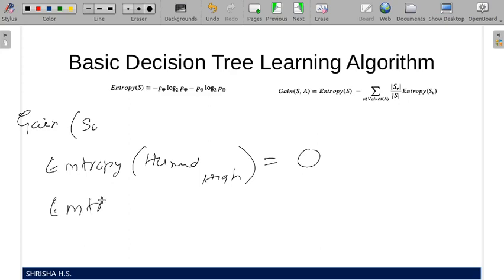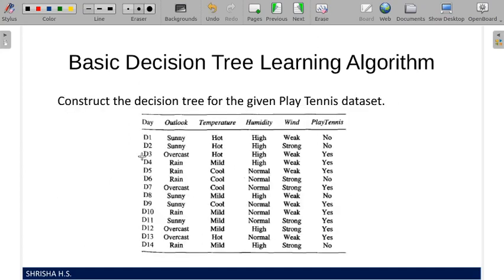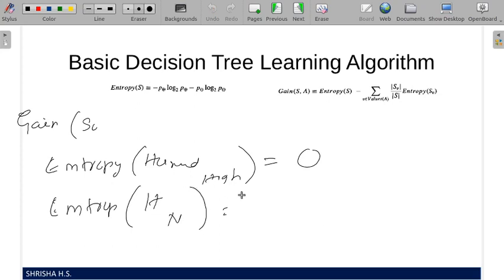Another entropy we have to calculate is where humidity is normal. So outlook is sunny and humidity is normal. Sunny, humidity normal, it's a positive example. There are two instances like that, and both are positive examples. So again this is 0.